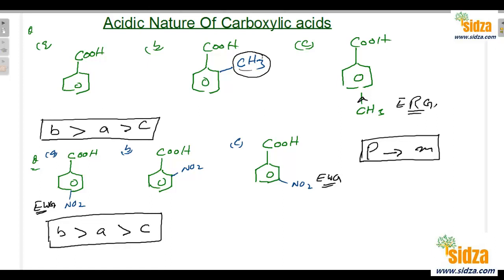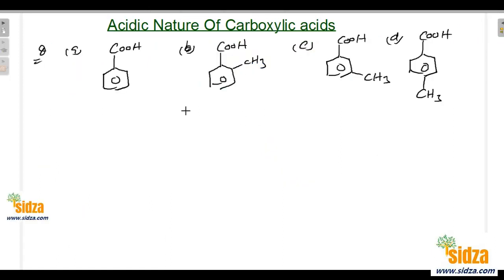Let's take one more example to understand it completely. Here in this case, you can see we have a group at the ortho position, so B will be more acidic than A. And you have two methyl groups which are electron releasing groups. Electron releasing groups decrease the acidic nature.